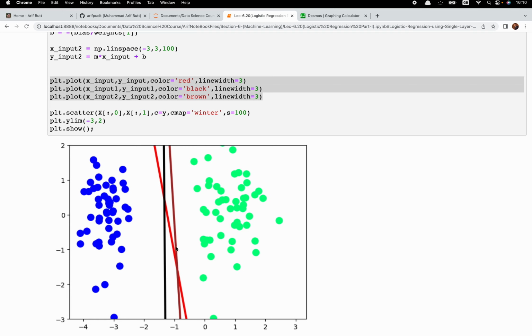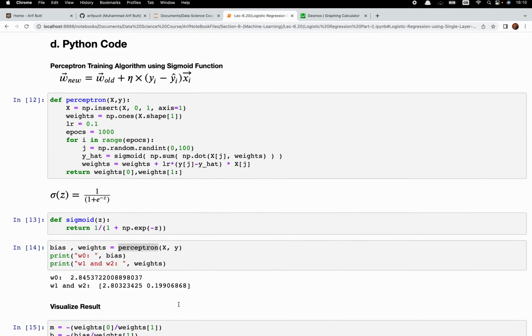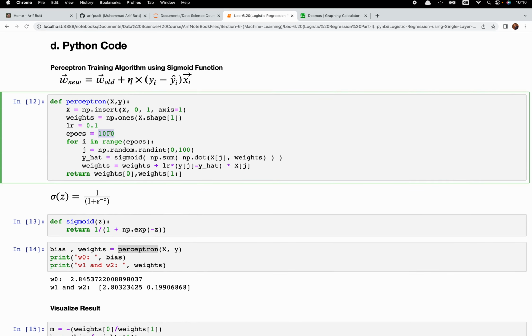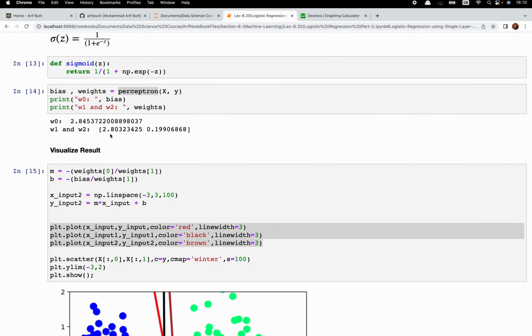The brown line is still not close to Scikit-Learn's solution. It has improved a bit. From this red line, this brown line is a bit of an improvement. Well, if you increase the number of epochs from 1000 to say 1 million, you will get, I think, a far better result. But of course, it will take quite a bit of time. Do try it on your own.